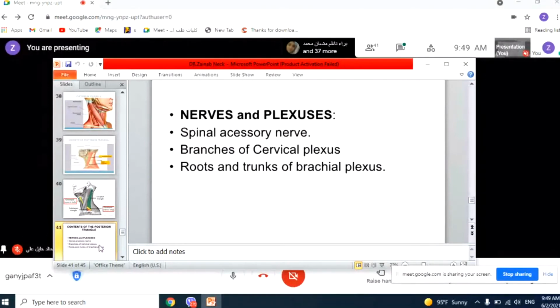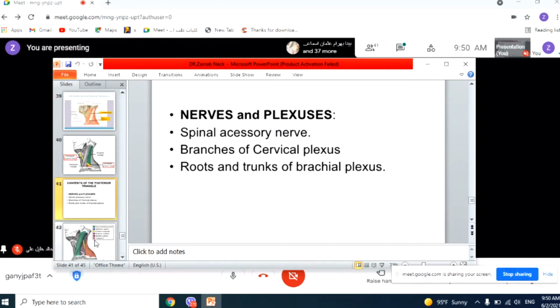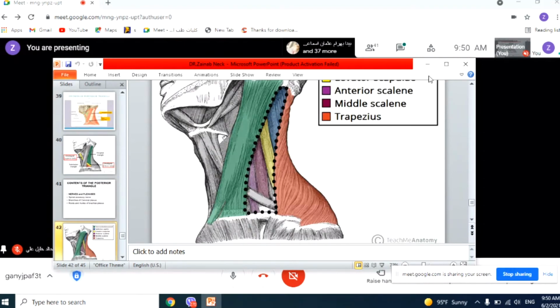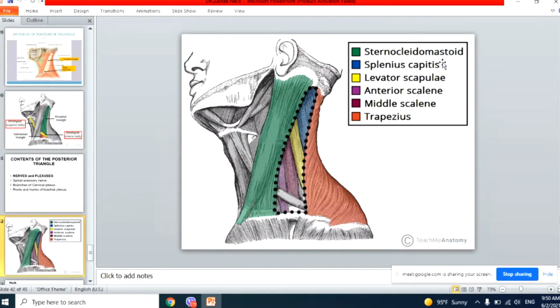What we have in the posterior triangle are very important structures: the spinal accessory nerve, branches of the cervical plexus, and the brachial plexus. This is the muscular component of the posterior triangle.